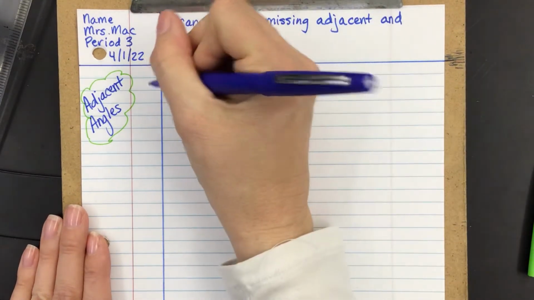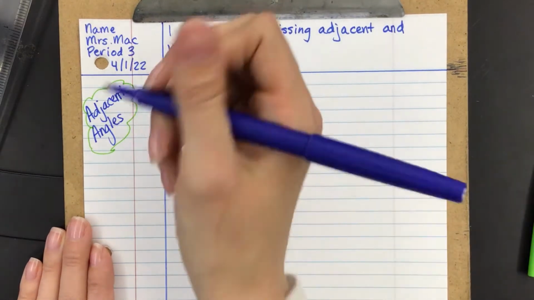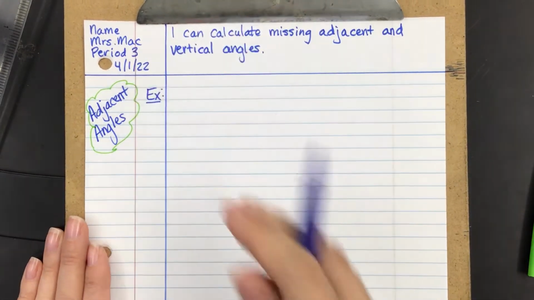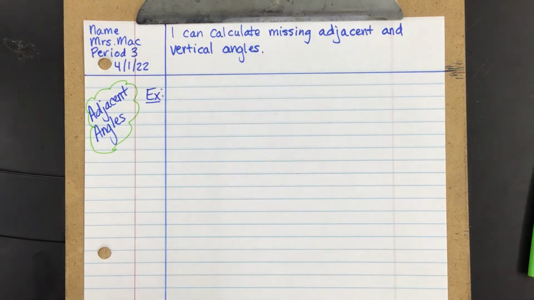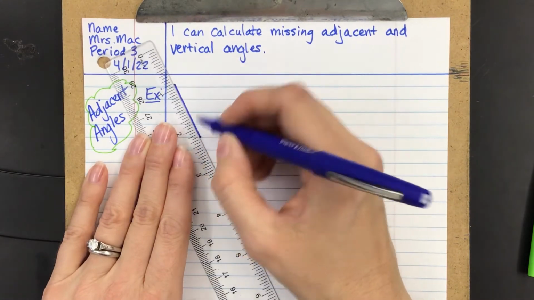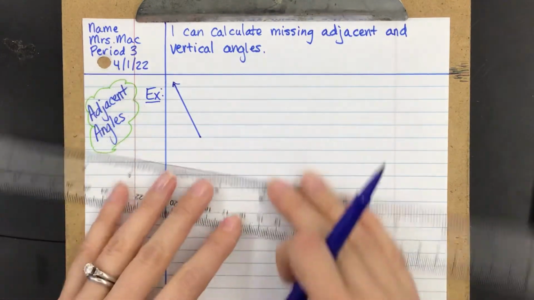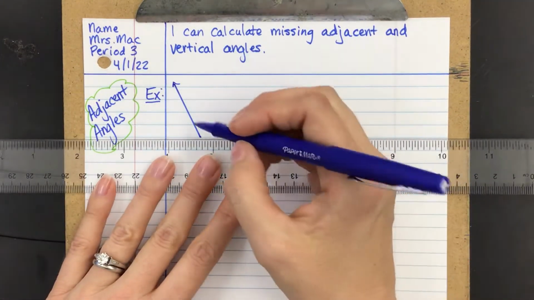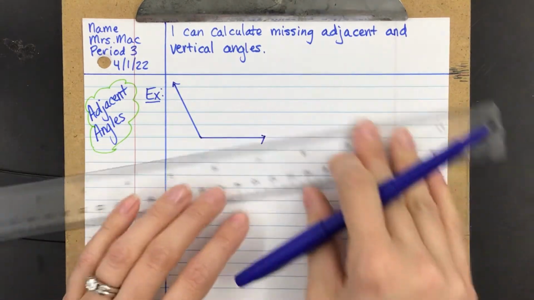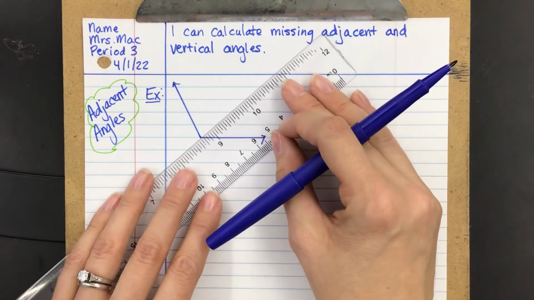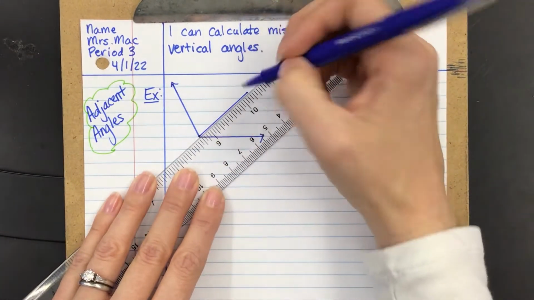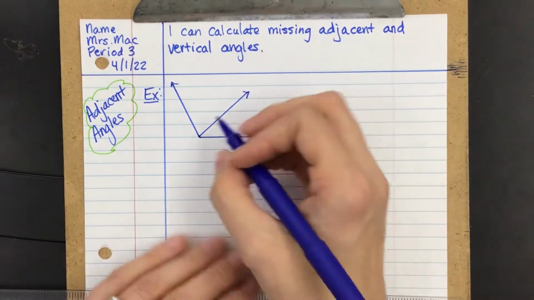So let's do an example first. Here, let me pull it down so you guys can write the. Your drawings do not need to be perfect. I know mine definitely are not perfect.